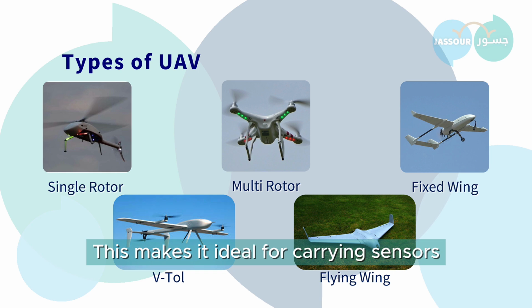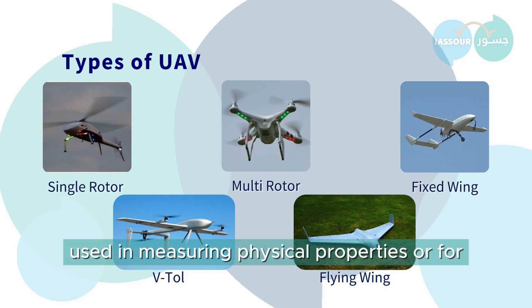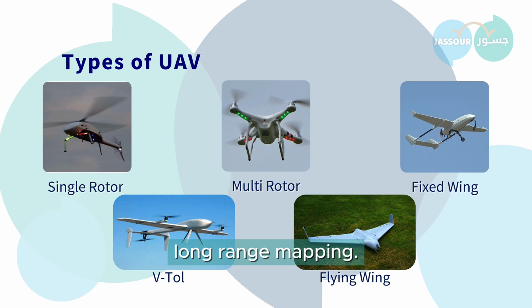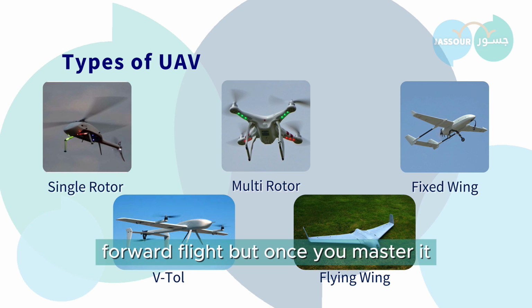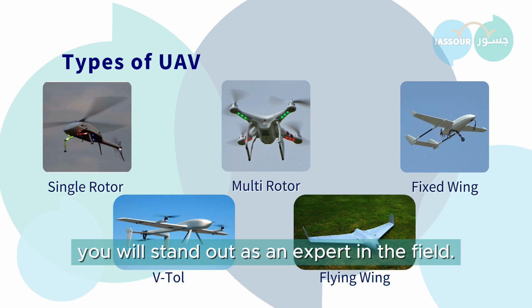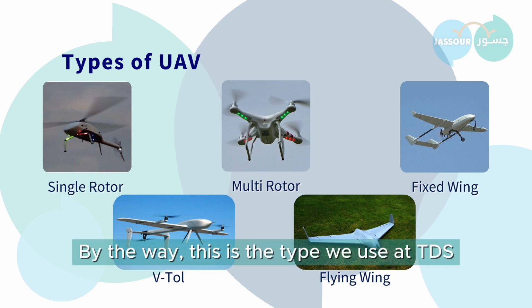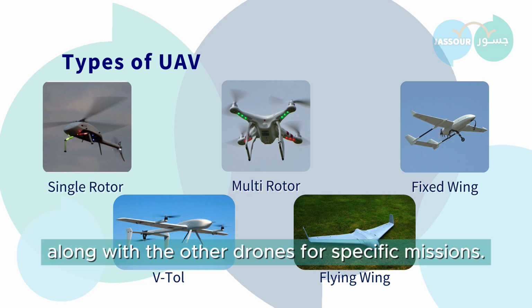This makes it ideal for carrying sensors used in measuring physical properties or for long range mapping. It's the hardest to control, especially when transitioning from vertical takeoff to forward flight. But once you master it, you will stand out as an expert in the field. By the way, this is the type we use at TDS, along with other drones for specific missions.